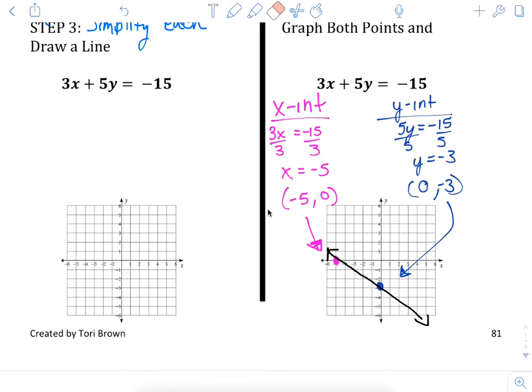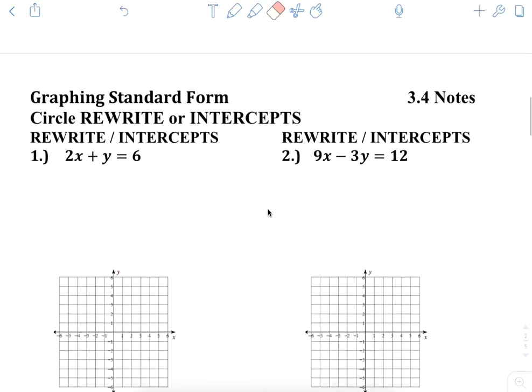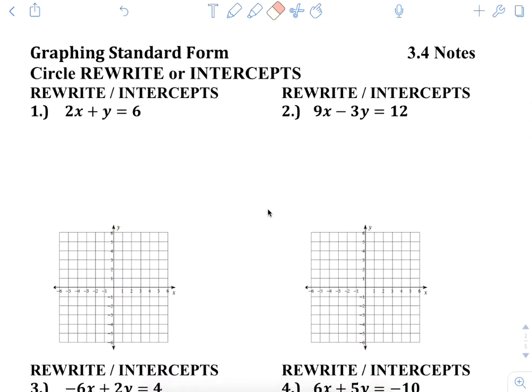Okay? So we cover up one letter, solve for the other one. That's your point. Cover up the other letter, solve for it. That's your second point. Okay? Let's do a couple questions of intercepts. Okay, so we're going to scroll in through the paper. Go ahead and flip the page into your notes.